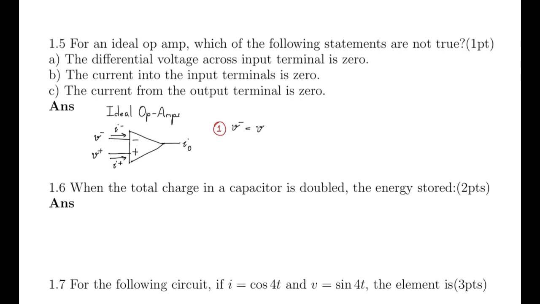That is, 1. The differential voltage across both input terminals is 0. In other words, the voltage at both terminals are equal. And 2. The current flowing into both terminals is 0. Hence, choice A and B are true, and choice C is false, which is our answer.